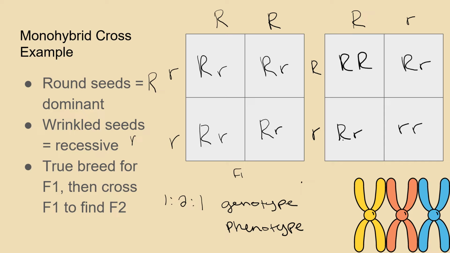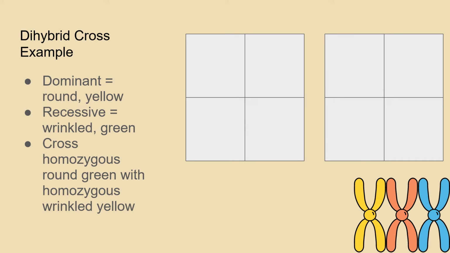So we'll have 3 round, because if you have a single dominant allele, then like we said, the dominant determines the phenotype. So 3 round and 1 wrinkled. So that'll be an example of a monohybrid cross. Okay, so now we're going to move on to a dihybrid cross.